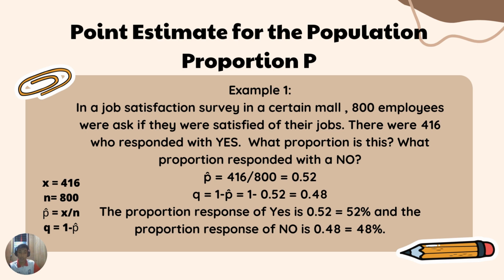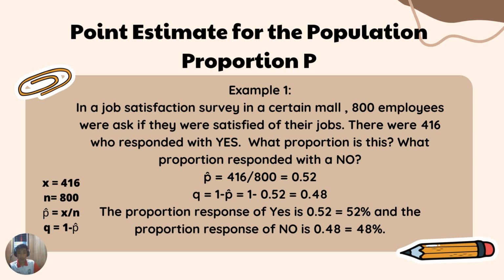Next step, we have q is equal to 1 minus p hat. Since we already have the value of p hat, all we are going to do is substitute the value of p hat. So 1 minus 0.52, which is the value of p hat, is equal to 0.48. Again, guys, remember, if the total of these is not equal to 100%, meaning there is a problem with your solution. If the total is equal to 100%, meaning your answer is correct. Okay, so let's proceed.